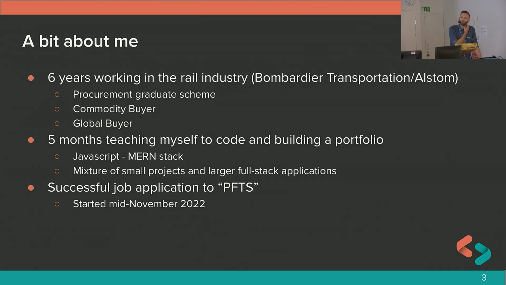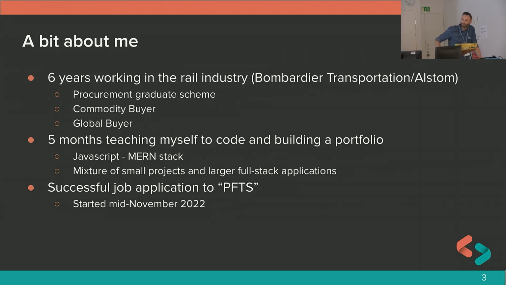I built a bit of a portfolio, a mixture of small projects. So for example, I cloned the game Wordle for those of you that played that, which is quite a good project to do because you can play Wordle every day and pretend that you're working. And then some larger applications as well, building those into the portfolio, just to try and evidence that I could actually do what my CV was pretending I could do.